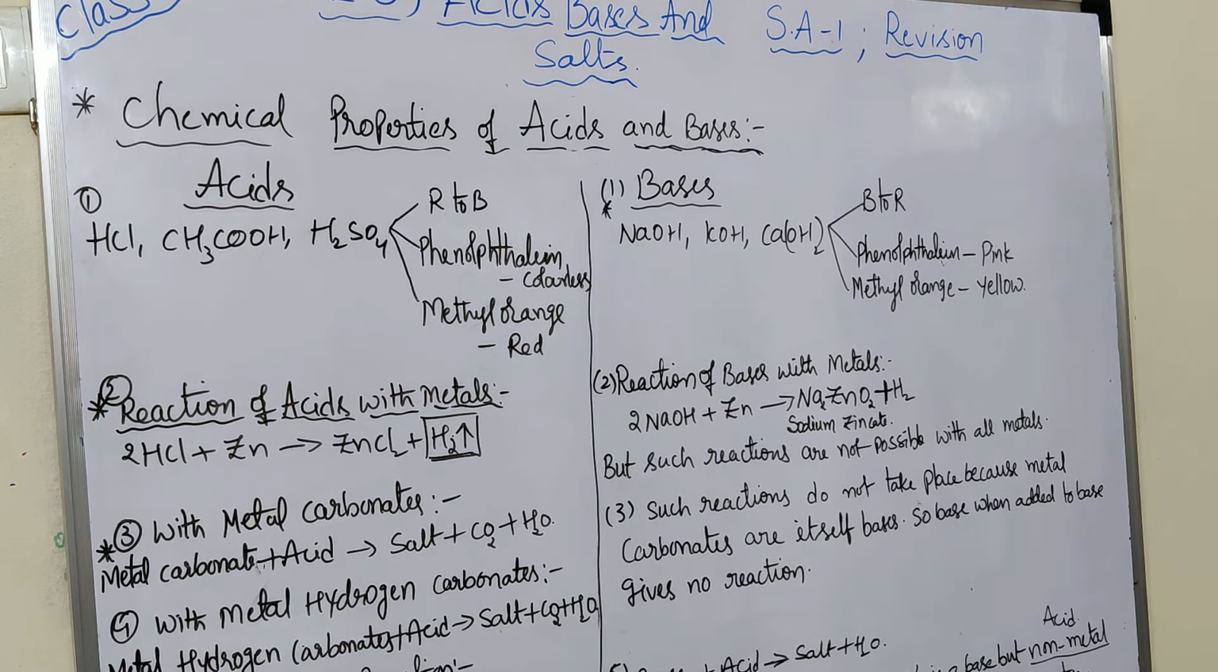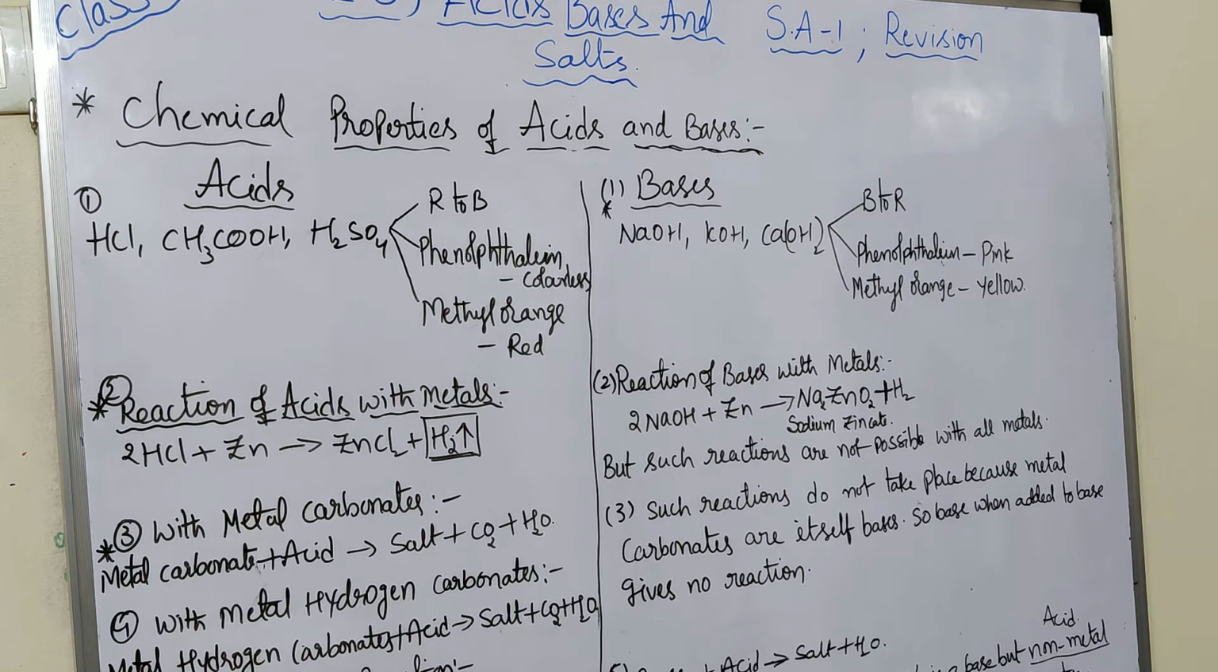So when metals react with acids, they liberate hydrogen gas. This is a very, very important bit. Now coming to the same reaction of metals with bases. Such reactions are not possible with all metals. For example, if you take sodium hydroxide, which is a base, and it reacts with the same zinc metal, it produces sodium zincate and liberates hydrogen. But not all bases react with all metals.